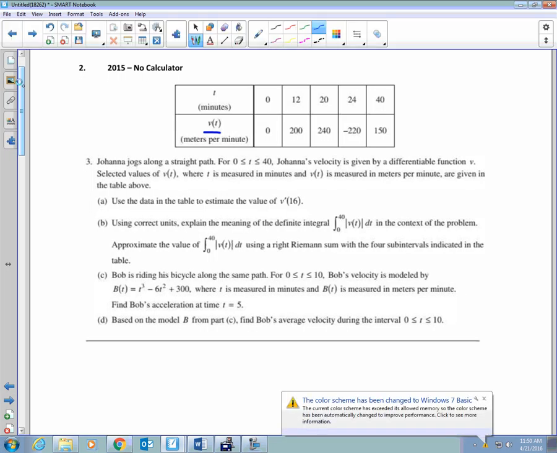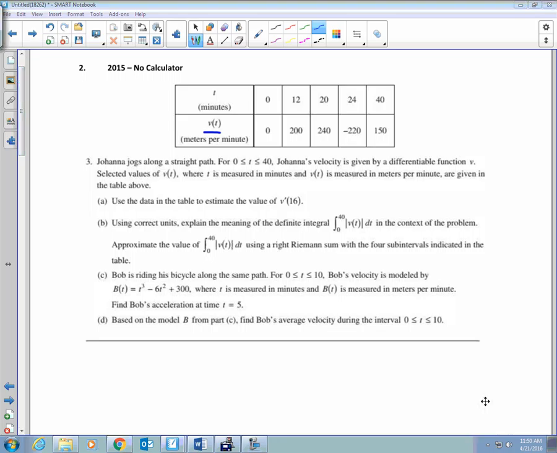What does v prime mean? The derivative. Now, derivative is the same idea as slope, right? So how would I find the slope at time equals 16? What would you do? 240 minus 200 over 20 minus 12. I know that there are some parts on here that are difficult. That's becoming more one of those non-negotiable pieces. I need you to be confident in that, okay?